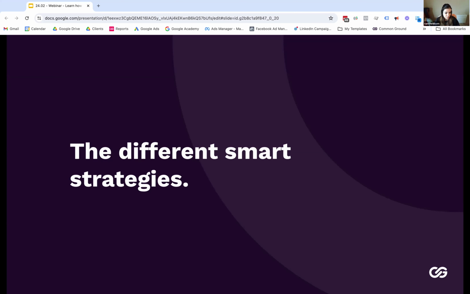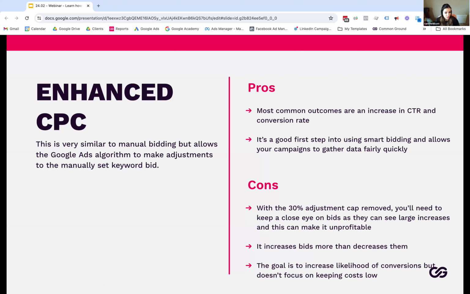So, the different smart strategies. You've got enhanced CPC. This is the baby step from manual to smart bidding. It's very similar to manual bidding, but allows the Google Ads algorithm to make adjustments to the manually set keyword bid. With this, it generally improves your click-through rate and your conversion rate, which is great. Like I said, it's a good first step into smart bidding, while it allows your campaigns to gather data quickly. So this could be a good first step before you go down maximize conversions, target CPC, CPA, etc.